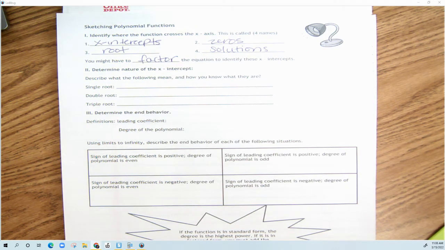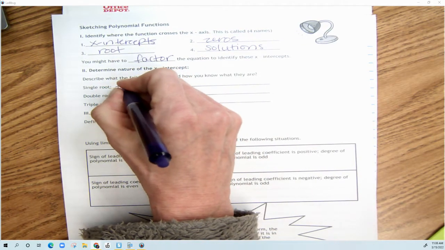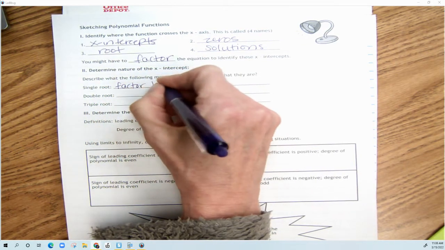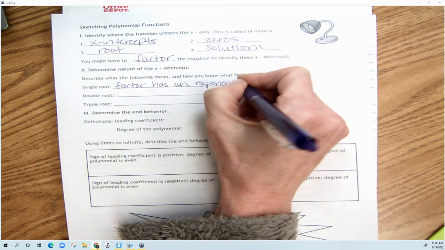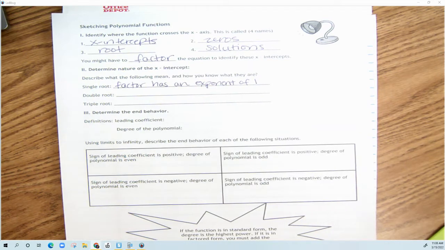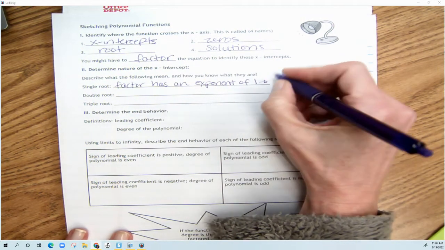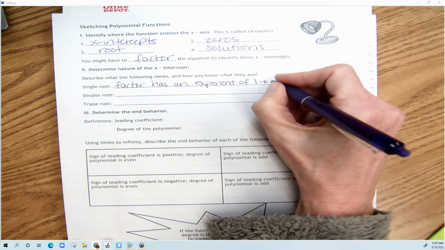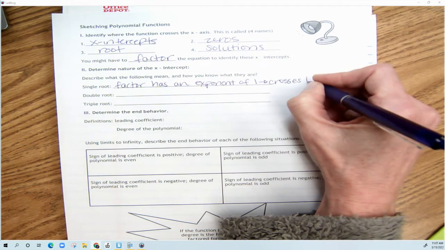So determine the nature of the x-intercept. We have single roots, double roots, and triple roots. A single root means that your factor has an exponent of 1. Or in other words, you're not really going to see an exponent on that factor. And it leads to, on the graph, that it crosses the x-axis.